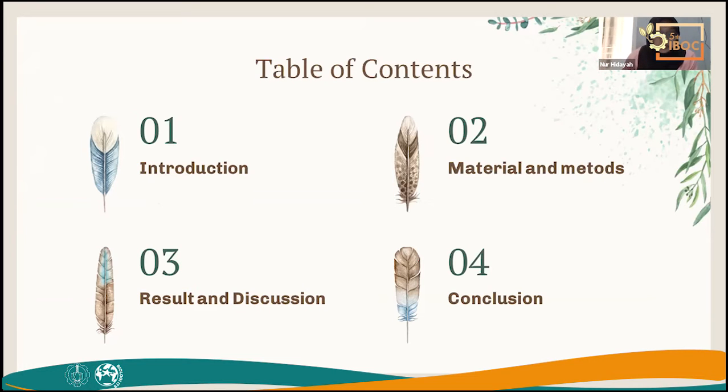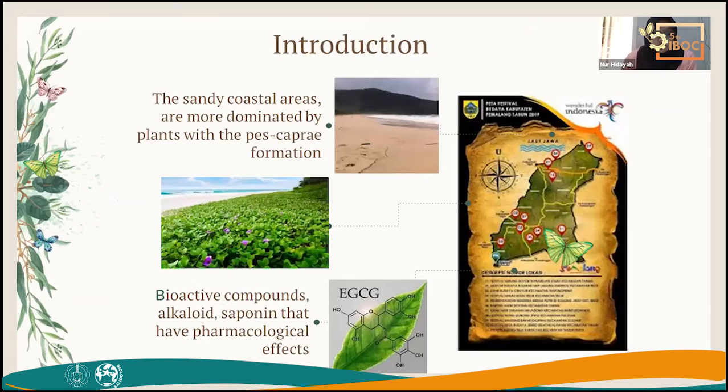I will start with the introduction. We know that Indonesia is an archipelago country with a long coastline, and Pemalang is a northern area of the Java Sea. Asam Doyong is one area in Pemalang, and its beach is characterized by a sandy coastal area. The sandy coastal area is dominated by plants of the pes-caprae formation, like Ipomoea pes-caprae or beach morning glory. This plant has a flower like a trumpet with a purple color, and it has potentially aggressive invasion and blooming, because there are no pests or diseases serious enough to infect these plants.